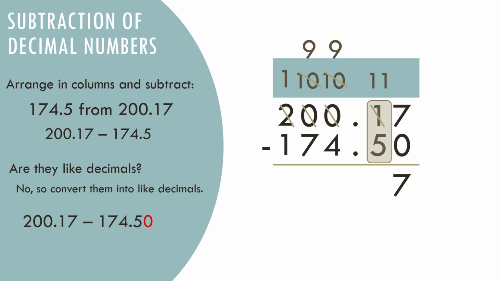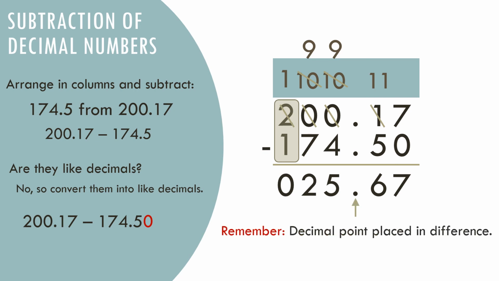Now subtract. 11 minus 5 is equal to 6. So write 6 below the line. Then write the decimal sign as it is. Then subtract 9 minus 4 is equal to 5. So write 5 below the line. Then subtract 9 minus 7 is equal to 2. So write 2 below the line. Then subtract 1 minus 1 is equal to 0. So write 0 below the line. So the answer is 25.67.